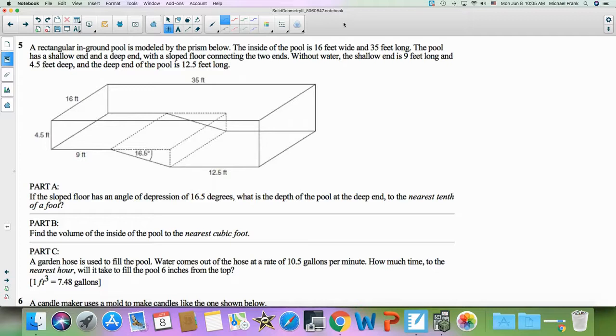If the sloped floor has an angle of depression of 16.5 degrees, which they show us there, what is the depth of the pool at the deep end to the nearest tenth of a foot? Okay, so they're really asking, how deep is the pool here? This is the question. How deep is that right here, that dimension?